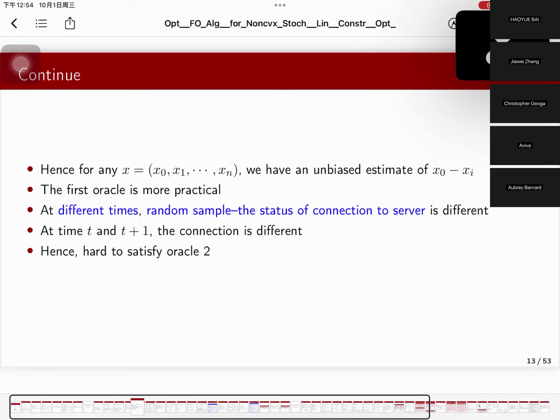So it's hard to compute xi minus x0 for different xi and x0, because at any time we might have a different connection status. This time we can compute xi minus x0, but next time maybe we cannot. So this means we can only have the first type of stochastic oracle. For any random variable, we can only compute the unbiased estimator of the constraint residual and the objective function at one point.